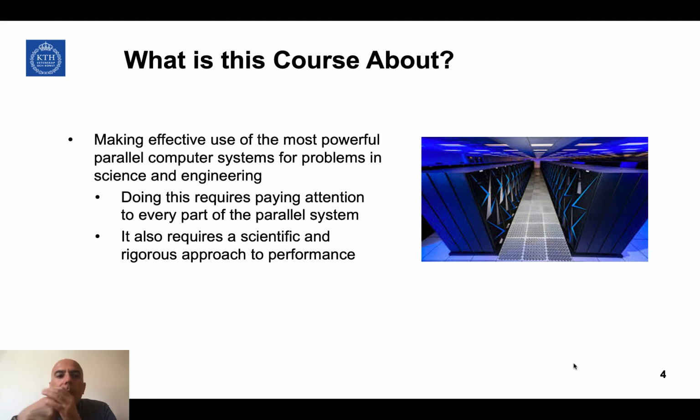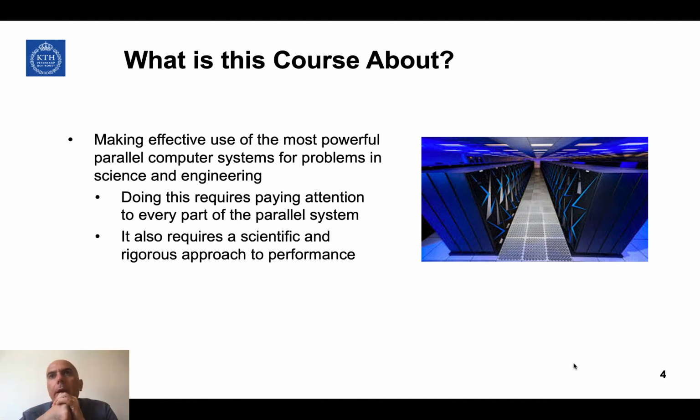Well, this course is about making an effective use of the most powerful parallel computing systems for problems in science and engineering. When we do that, this requires us to pay attention to every part of the parallel system, from the small computing node to the network and what is on the computing node. It might be just a simple processor, it might be a GPU.